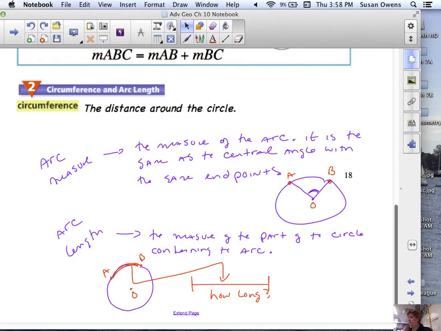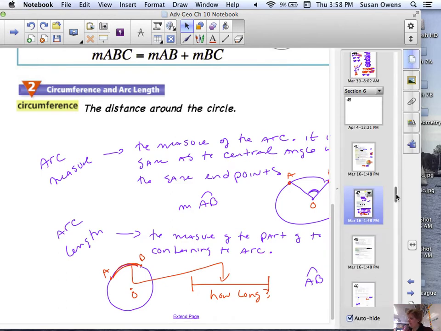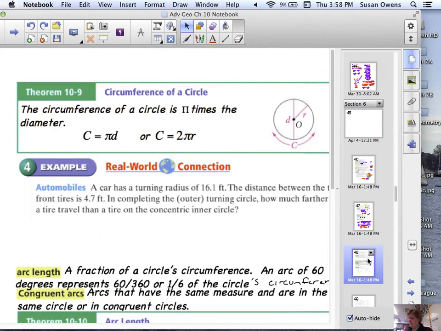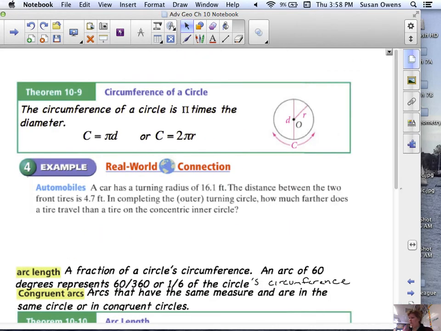Now, in order to tell these apart, when I talk about the arc measure, I put a little m. So if I say mAB, I'm talking about the measure of the arc. If I just say AB, I'm talking about the arc itself. And then I can talk about the length of that arc. So, formula you know and love, the circumference of a circle is pi times the diameter, or you also can use 2 times radius times pi.